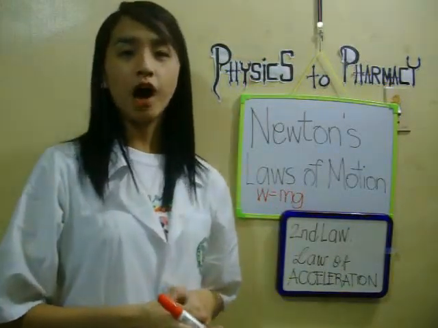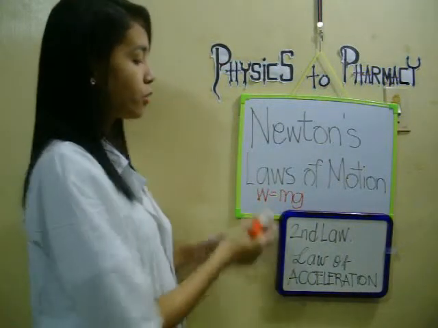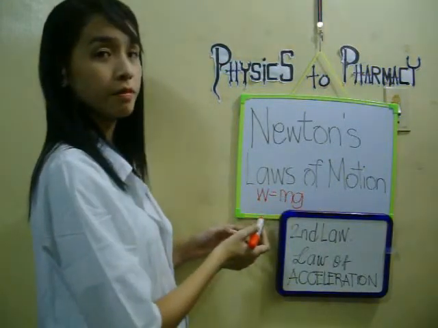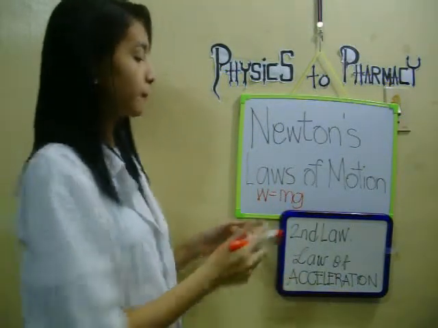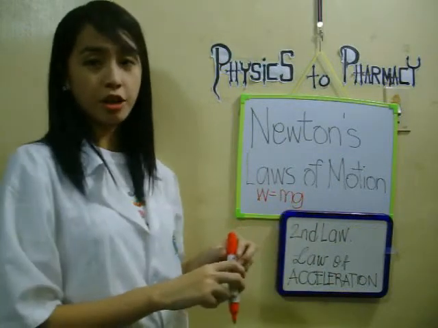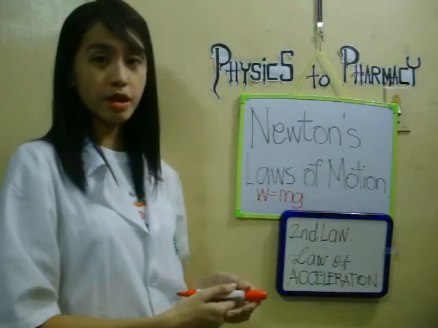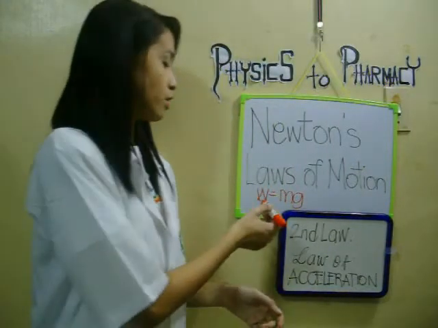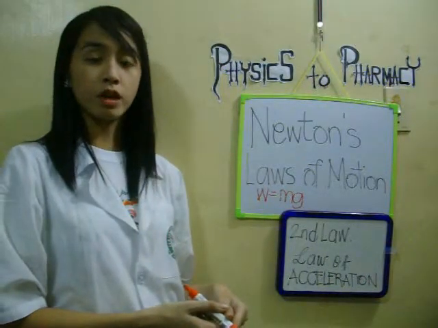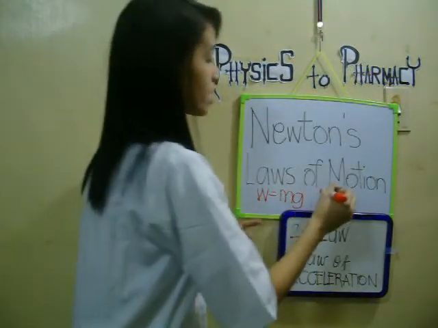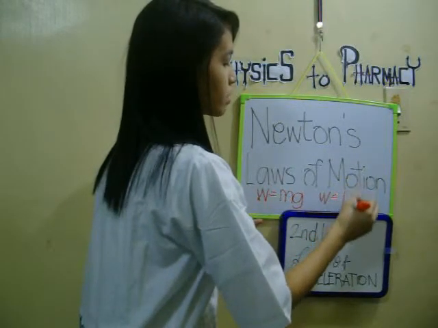Even our bodies exert force. How? Are you aware of this formula, w = mg, where m is the mass of the body, g is the acceleration due to gravity, and w is our weight? The unit for weight is kilogram meter per second squared. Thus, we can say that our weight is equal to force.